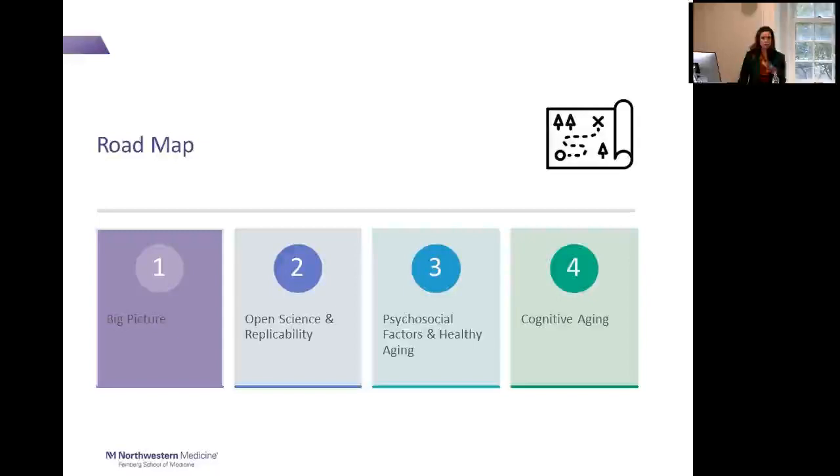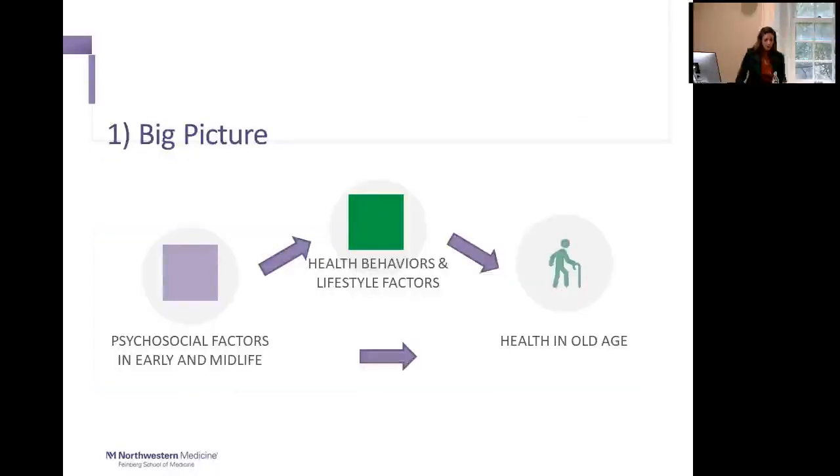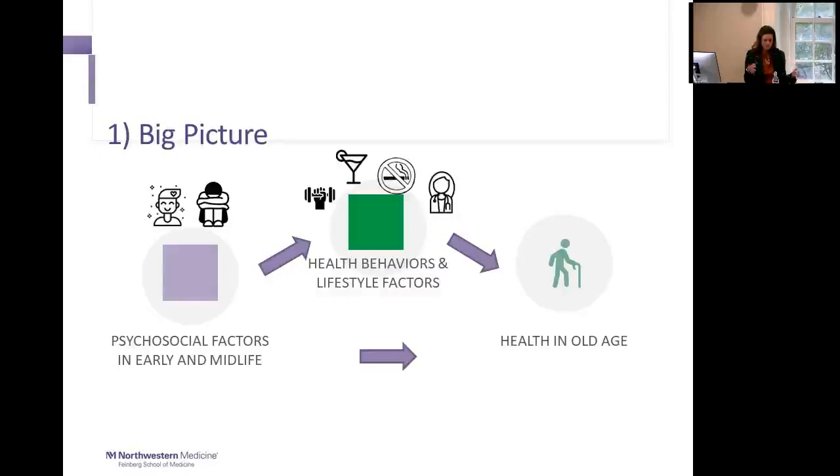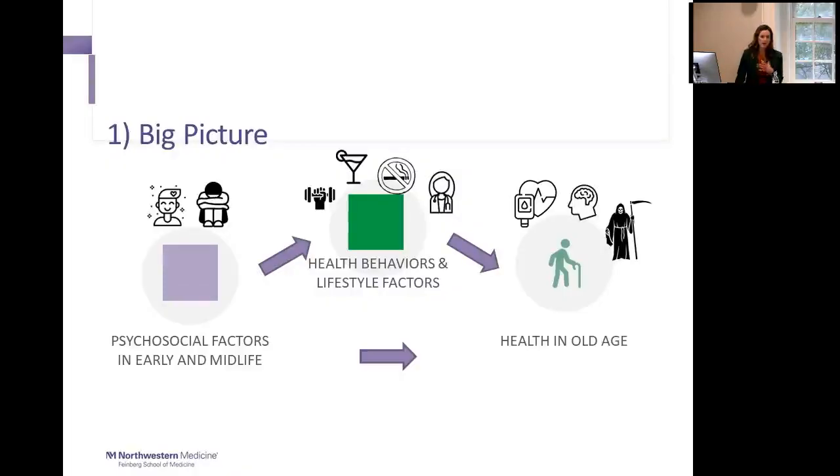So then I'll jump into my two main areas of research. First off, the big picture. The bulk of my substantive work fits into this theoretical model. Broadly speaking, I'm interested in the interplay between psychosocial factors in earlier adulthood, health behavior, lifestyle factors in middle adulthood, and then various downstream health outcomes in older adulthood. So how do these things work together to impact health processes as people get older, with an overarching goal of understanding how we can optimize the health span, in particular the cognitive health span.